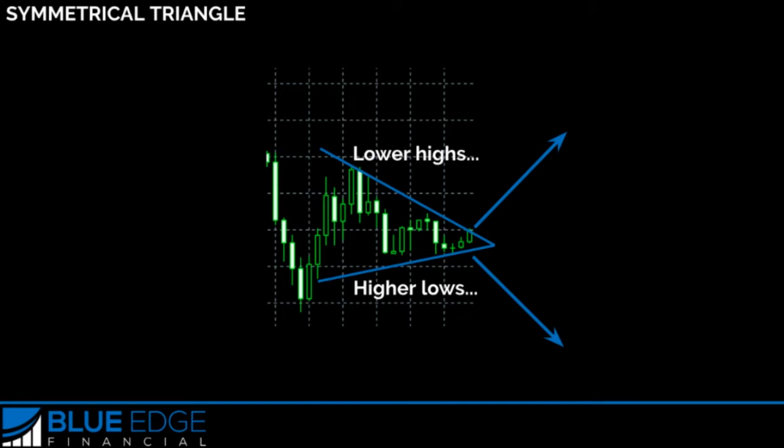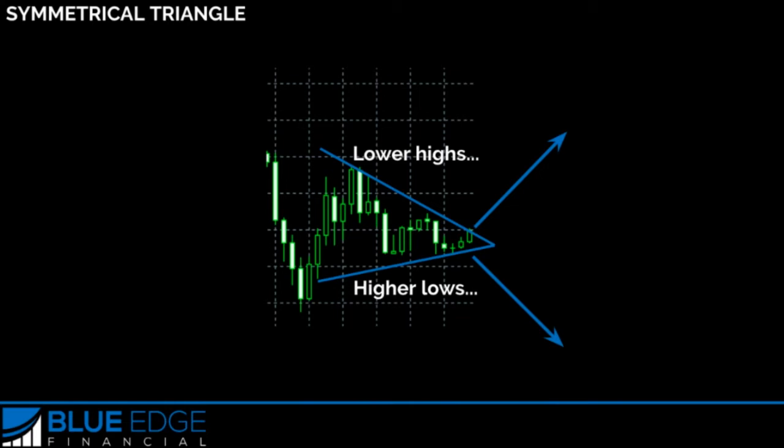Now, what this means is that the market is in a point of consolidation and neither the buyers nor the sellers are in control at the moment. Then as the candle gets closer and closer to the point where the two lines come together, we're getting closer and closer to when the breakout is going to occur. We're basically just waiting to see whether the buyers or the sellers are going to take control, and then we can go along for a ride as the market breaks out and moves either up or down.